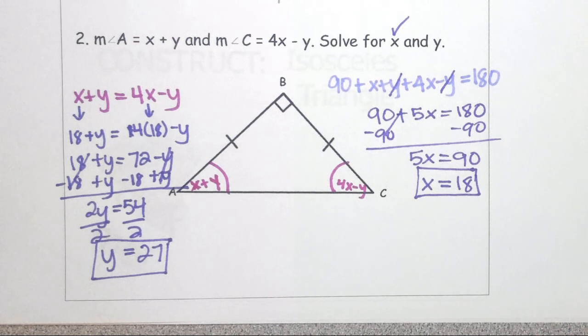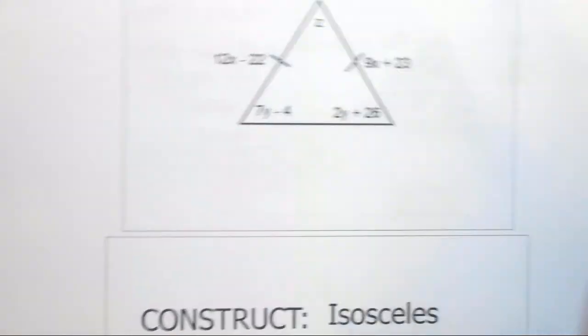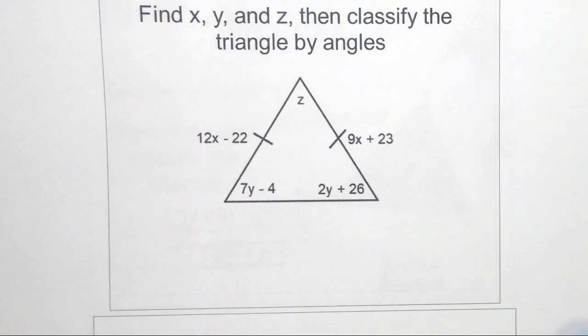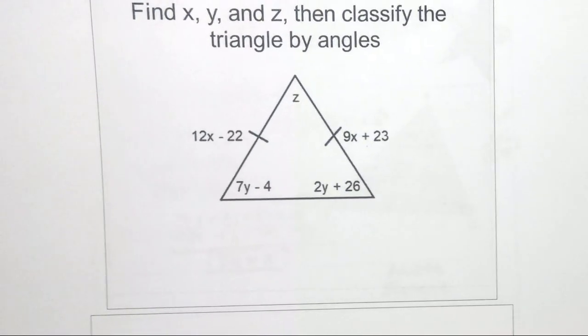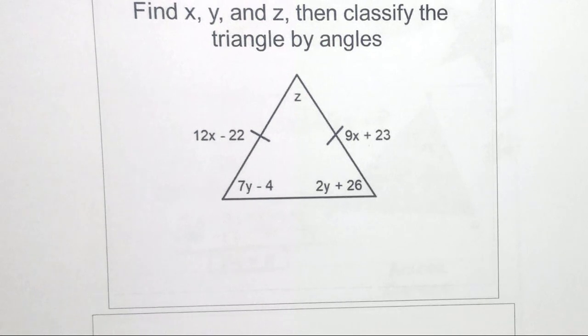All right, we have one last question, and then we're going to talk about equilateral, and then we're done. Okay? Last one. I particularly like this one a lot. Find x, y, and z, and then classify. Go.